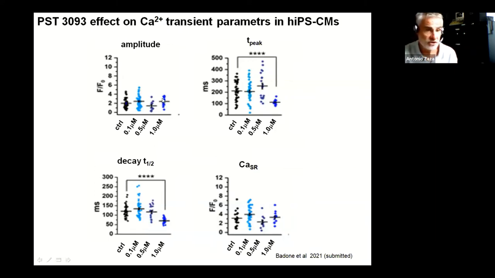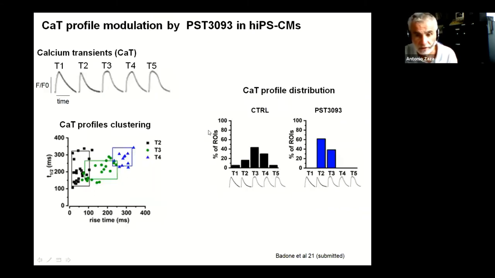Calcium transient amplitude was unchanged, as in most of our studies. However, the time to peak of the calcium transient, which reflects the rate of calcium efflux from the reticulum, was reduced by the drug's highest concentration significantly, which indicates probably that the SR was more replenished by the drug. And the half-time of decay of calcium during the transient was reduced, which again points to an enhanced function of SR uptake of calcium, whereas the content of calcium in the sarcoplasmic reticulum was basically unchanged. So this is a confirmation that the drug is active also in human cells.